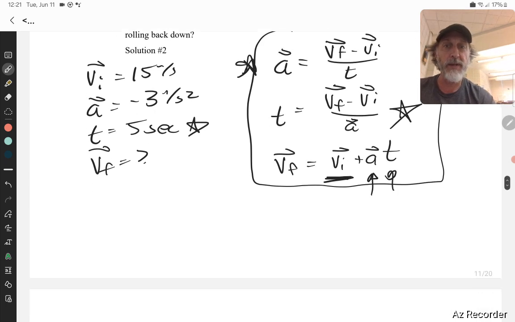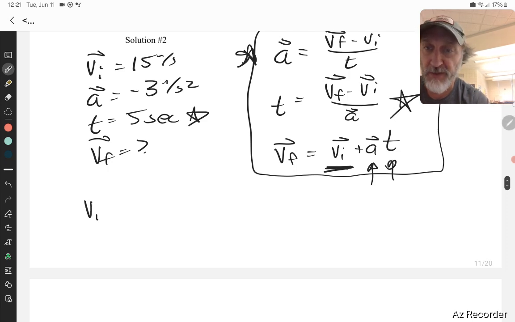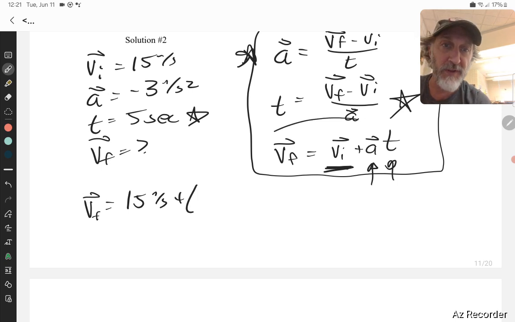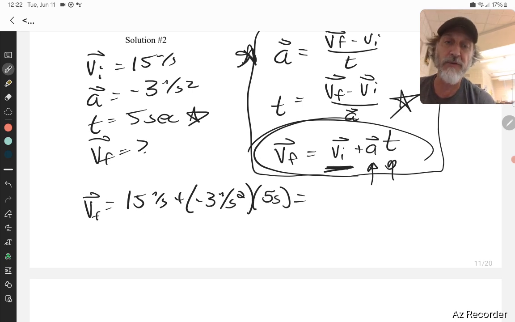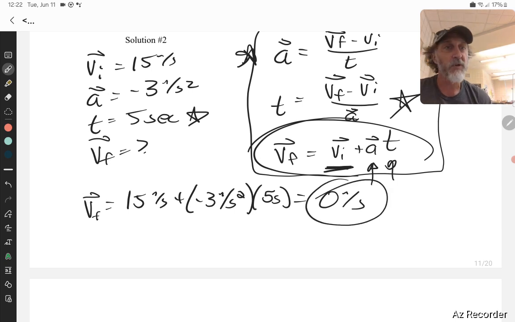All right, so now we can apply that here. Let's find our VF. Let's see. So VF for this problem is going to be VI, 15 meters a second. And then, so I'm using this equation here. The velocity decreases by 3 meters a second every second for 5 seconds. 15 plus negative 3 times 5 gives you 0 meters a second. All right, there we go.